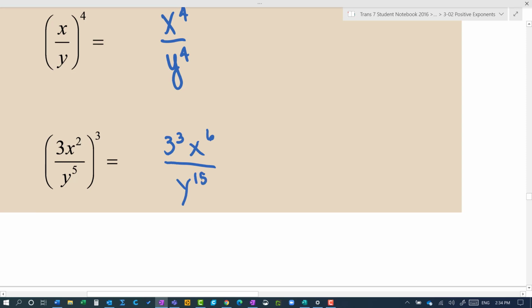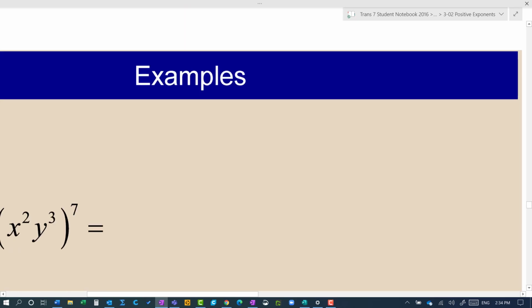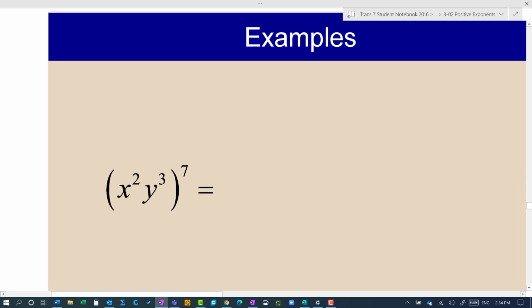Now we always want to simplify those numbers, so we're going to multiply 3 to the third out. So 3 squared is 9 times 3 is 27. So 3 to the third is 27. X to the 6th over y to the 15th. Let's look at some harder examples. All right, give that one a try and then check back.